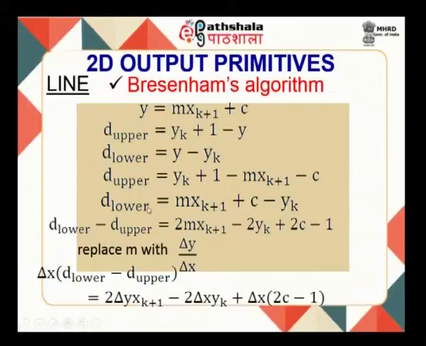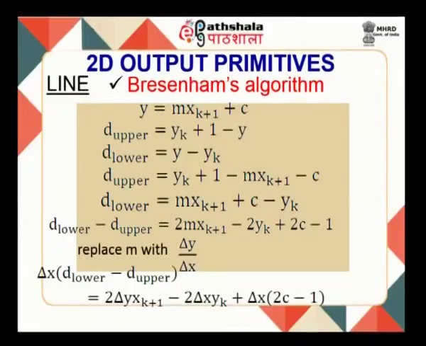So, as we got the equations for d lower and d upper already here, take the difference of these two, d lower minus d upper. So, which gives us an expression like this, 2 times m xk plus 1 minus 2 yk plus 2 c minus 1. You can sit and follow; when you start doing it for yourself, you will be able to solve these expressions more easily when you take a pen and a paper and note it down and keep resolving these equations.